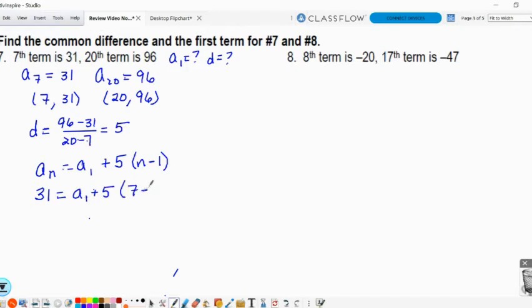And 7 is the position of the term, so it gets substituted for n. We go ahead and simplify. 5 times 6 becomes 30, and we can see that our first term is 1. So we know that our first term is 1, and our common difference is 5.